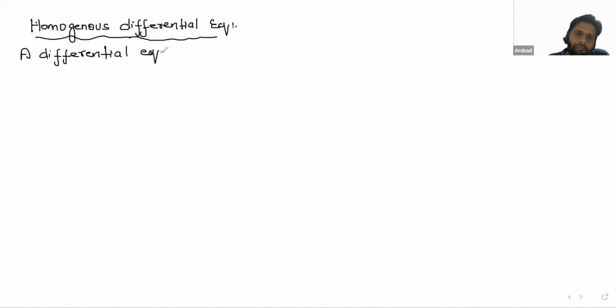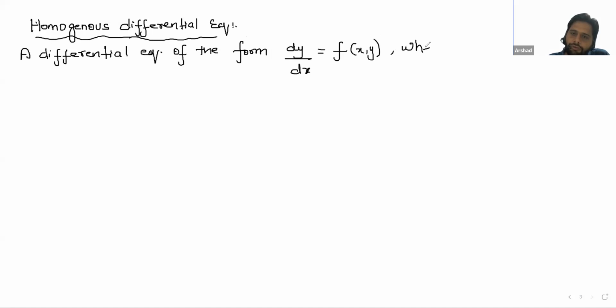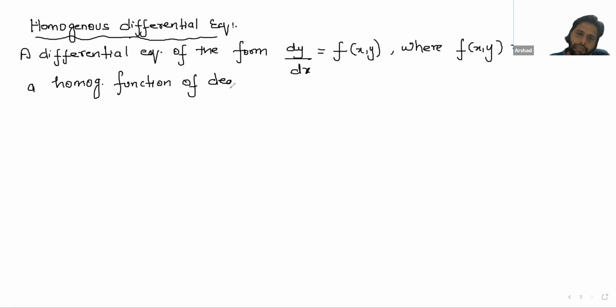Our differential equation of the form dy by dx is equal to f(x, y), where f(x, y) is a homogeneous function of degree zero. Okay. What is a homogeneous differential equation?